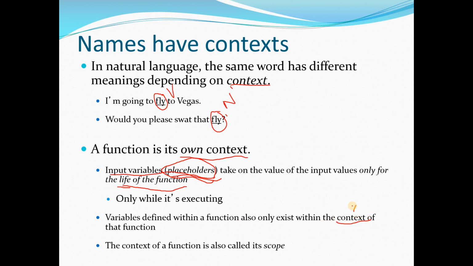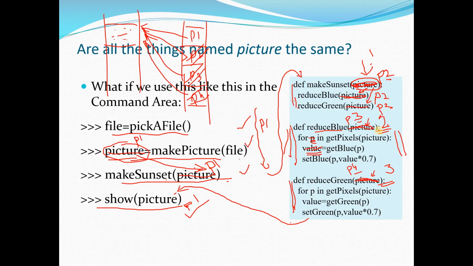So context is basically environment. Within the environment of that function, these variables will exist. Any variable, including the placeholders, input variables and local variables. If you see, over here P3 is the input variable, the placeholder, and these are local variables. They are called local variables, P and value. So P and value are local variables. They are also there.